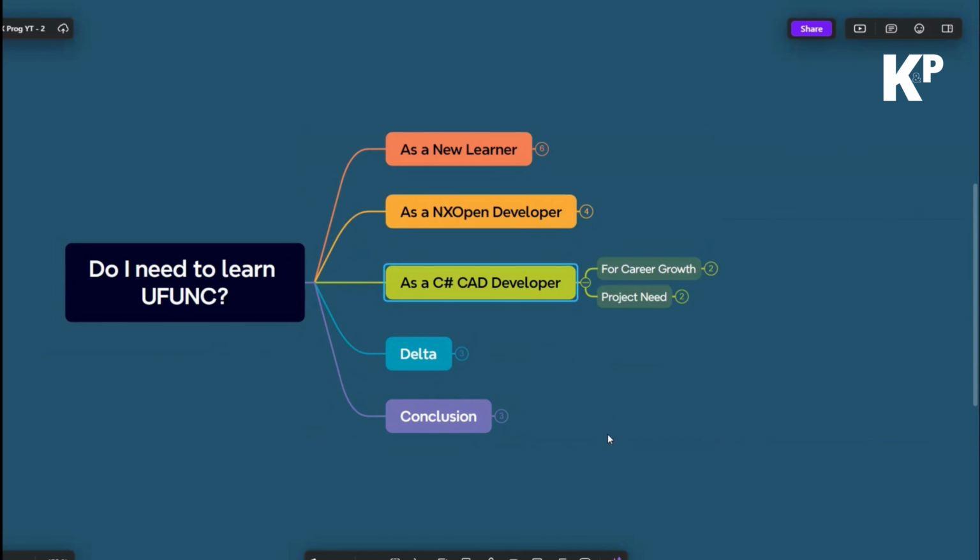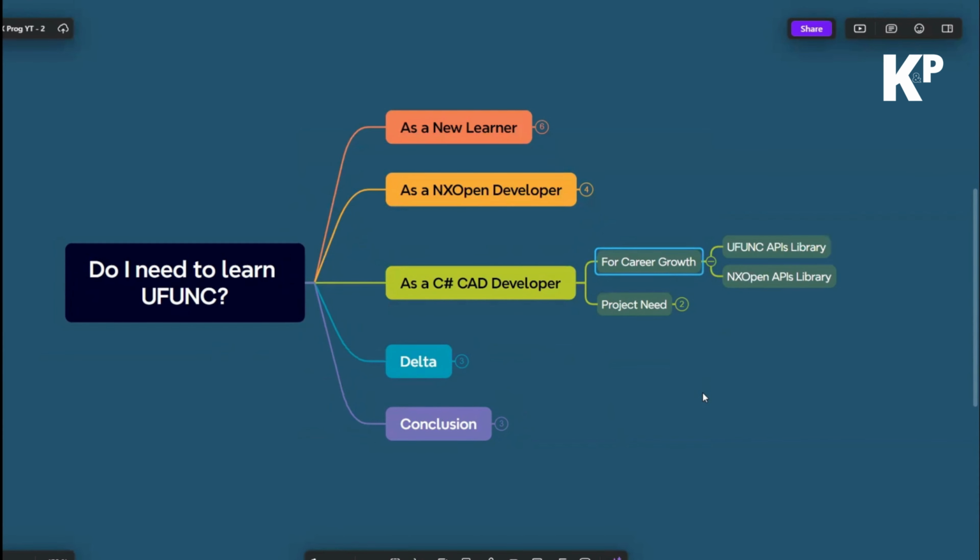You are looking to consider UFUNC for career growth, and you don't know NXOpen at all. So at that time you do have two choices. Either you start off with UFUNC APIs or you start off with NXOpen APIs. It is very straight and very clear that if you have no knowledge of NXOpen APIs, then you shall first start with NXOpen and not UFUNC. If you do not know NXOpen, your first step should be to learn NXOpen itself and not UFUNC.